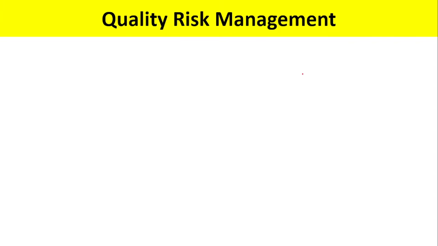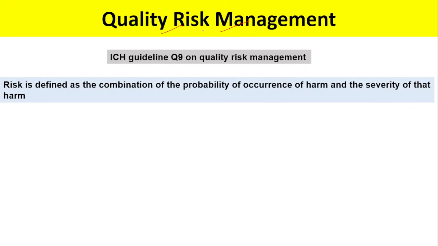Hello everyone. In this lecture today, I'm going to talk to you about quality risk management, the ICH Q9 guidelines. So, what is risk? Risk is defined as the combination of the probability of occurrence of a harm and the severity of that harm. So, basically, risk is equal to the probability of a harm multiplied by the severity of that harm.